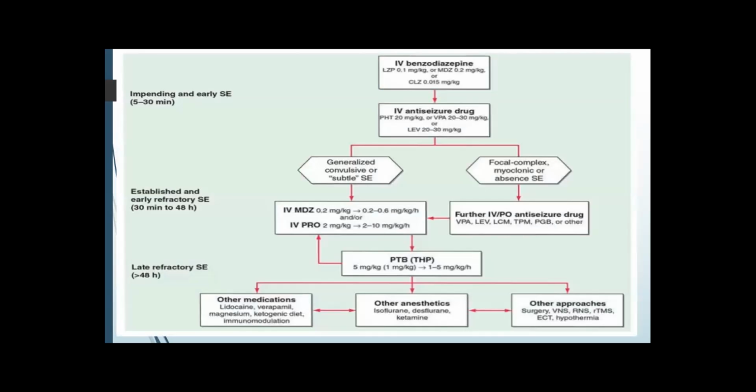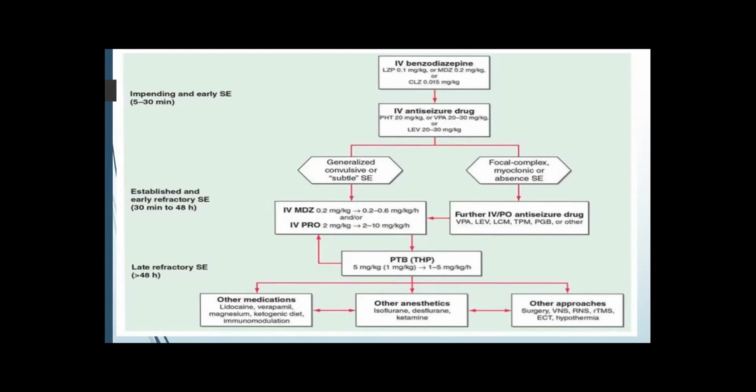This is the pharmacological treatment of status epilepticus. The first line drugs are IV benzodiazepines. In case of impending and early status, which lasts for 5 to 30 minutes, IV benzodiazepines are given: lorazepam 0.1 mg per kg, or midazolam 0.2 mg per kg, or clonazepam 0.015 mg per kg. Then the next drugs are IV anti-seizure drugs like phenytoin, fosphenytoin, valproate or levetiracetam.